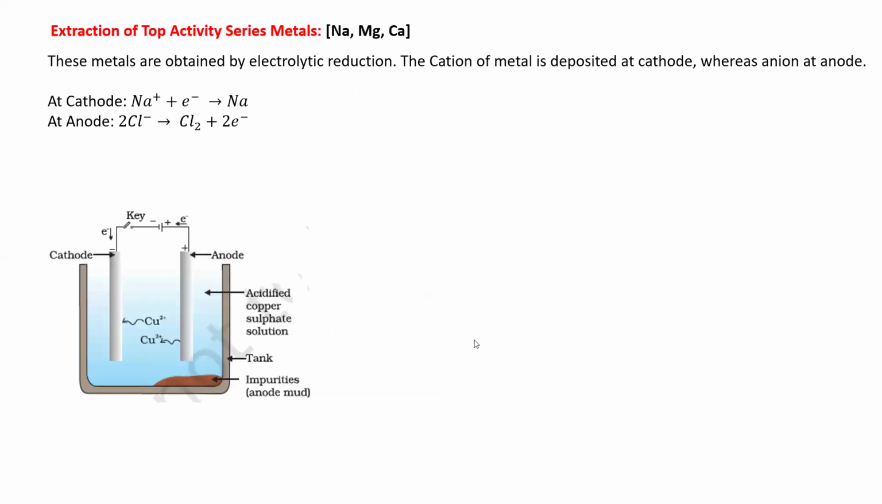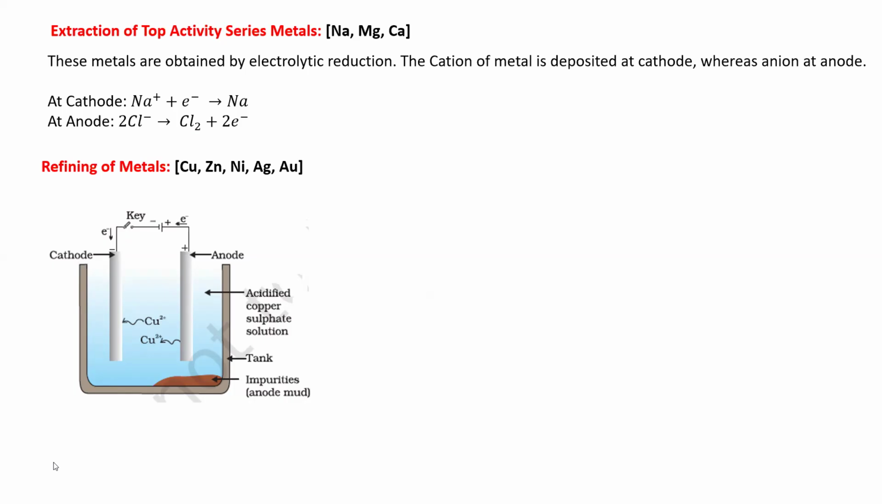Next we have extraction of the top of the activity series. First, we started with low reactive, then moderately reactive, and now finally we are seeing the highly reactive metals. So these metals are reduced with the help of what? By the help of the electrolytic reduction process.